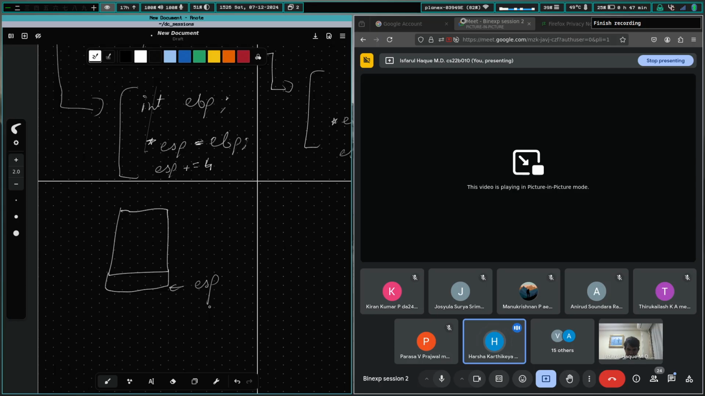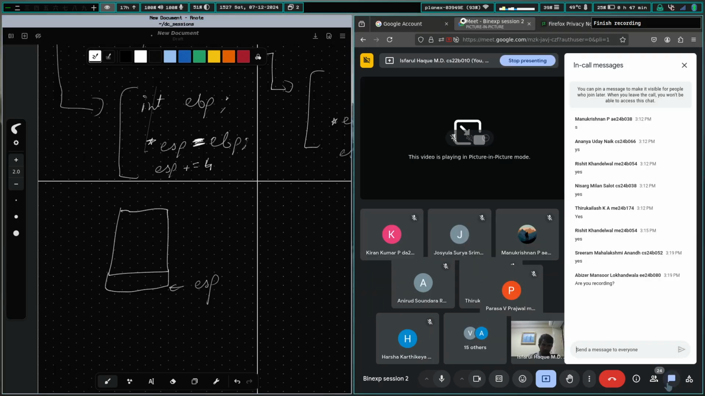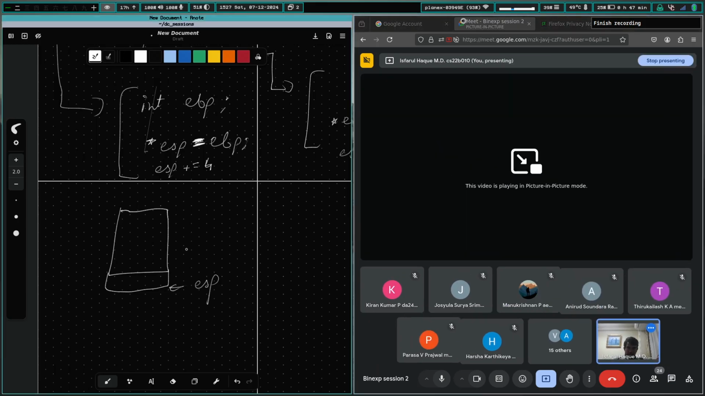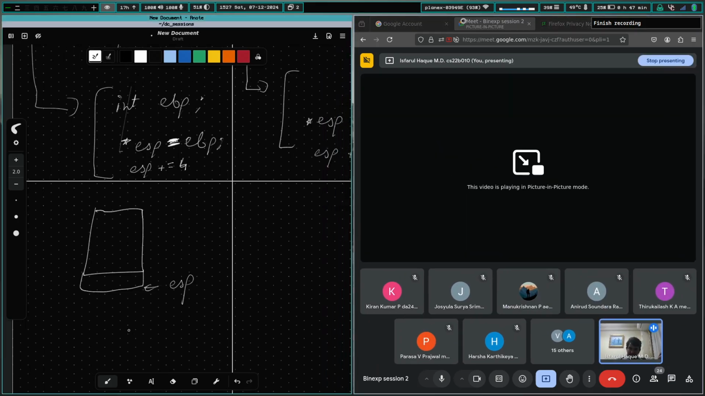When you say star ESP, you're basically getting the value that ESP points to, right? I am rewriting it. You know how pointers work, right? Yes. Exactly. So if ESP is a pointer and I have to change the underlying value of the pointer, how would I do it? Star ESP equals EBP. Okay. Yeah. And then I move ESP.